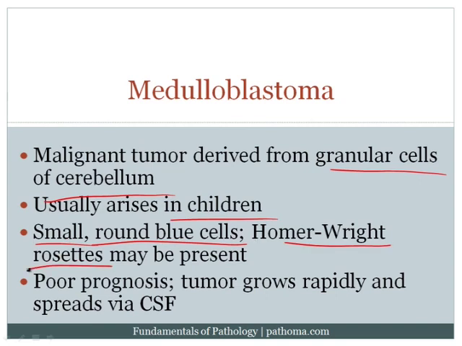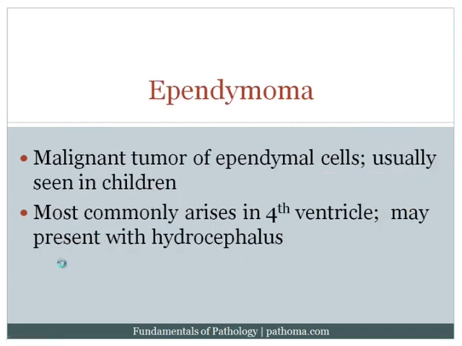Now, Homer Wright rosettes are when the small round blue cells wrap around pink areas of neuritic processes. And so we call those Homer Wright rosettes because they are forming a rosette around those neuritic processes. This tumor has a poor prognosis. It grows rapidly, and it can then enter into the fourth ventricular space, and using the CSF, it can then drop down to the spinal cord and involve the cord. And those are called drop metastases, and that's also particularly high yield.